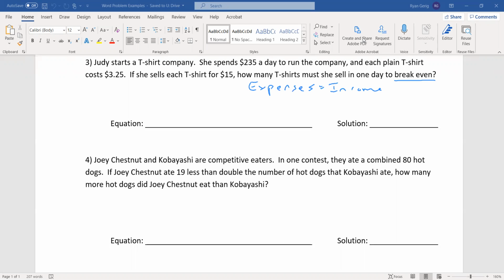It's a business. She spends, that's an expense, $235 a day to run the company, and each plain t-shirt costs $3.25. Okay, so those are all costs. Then she sells, which means that's money she's bringing in. She sells each t-shirt for $15. How many t-shirts must she sell? So I'm going to say T equals number of t-shirts.